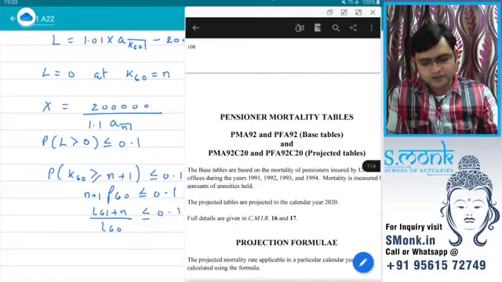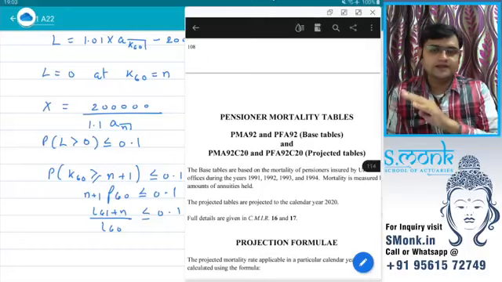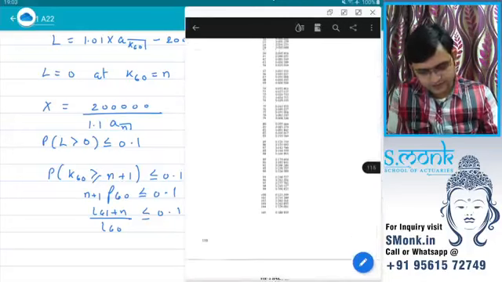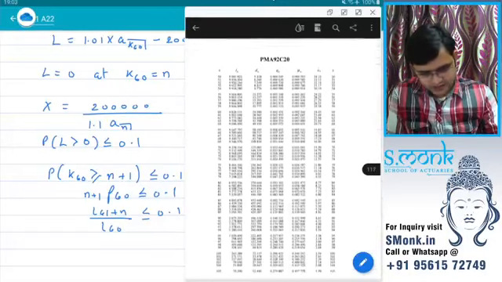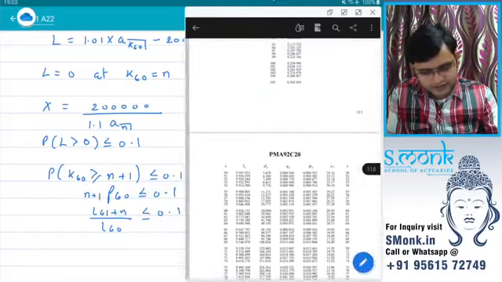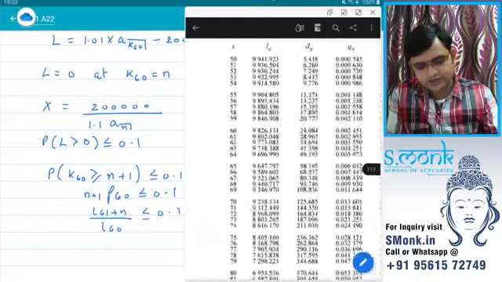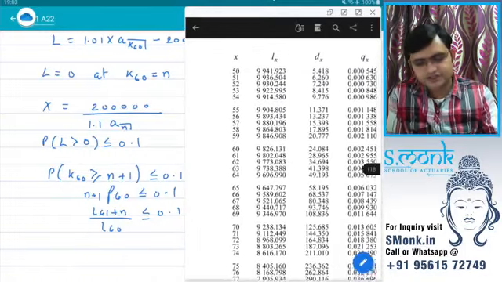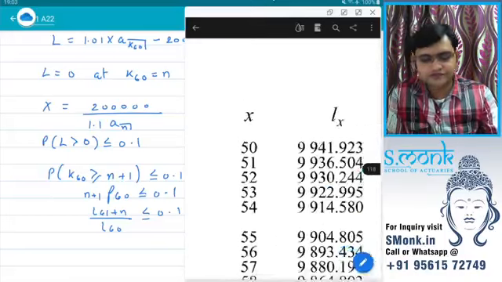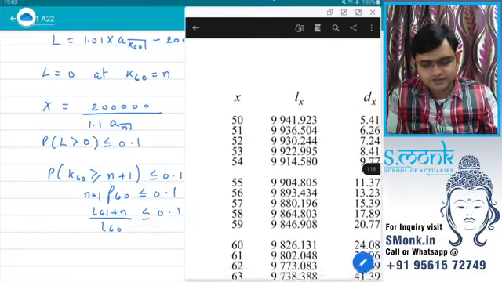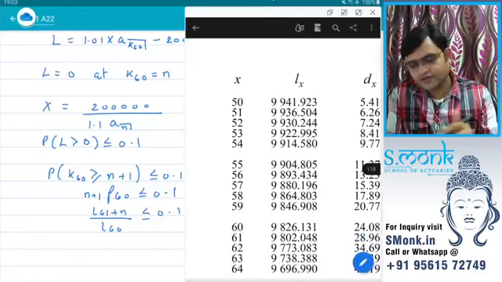M is for male, F is for female. So they asked us PMA 92 C20. PMA 92 C20 is on page number 112. For L60, you can see these values start from x equals 50. The reason is that these are pensioner tables. P is for pensioner. That is why these values start from 50.